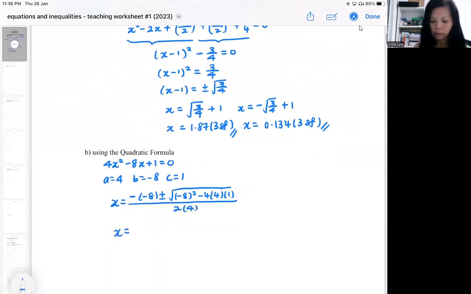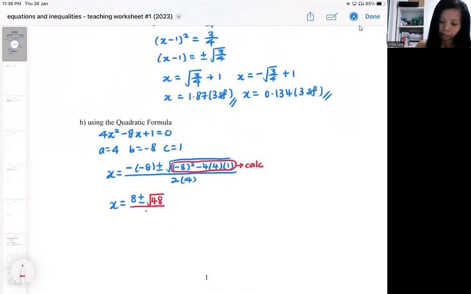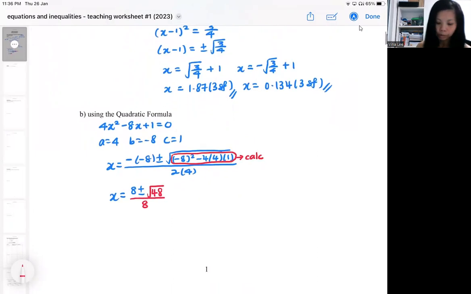Okay, so some of you will prefer to key everything in your calculator. Usually I wouldn't do that. Usually I will key this part in my calculator, the same format that I will do in my E-math. So I will punch this out and then I will get a 48. So from here, I will get my two possible answers.